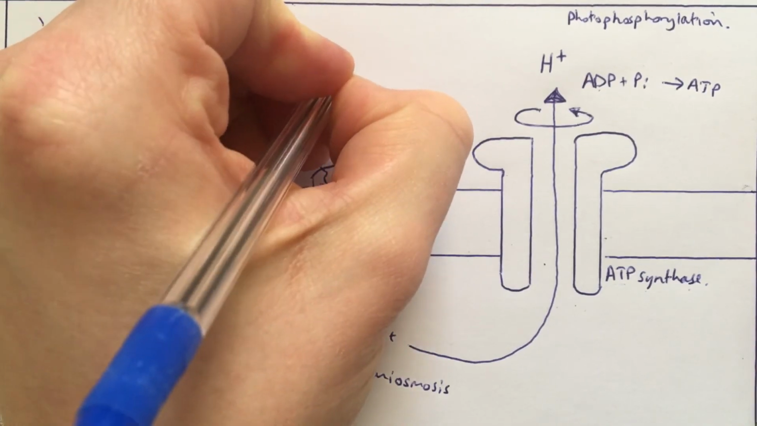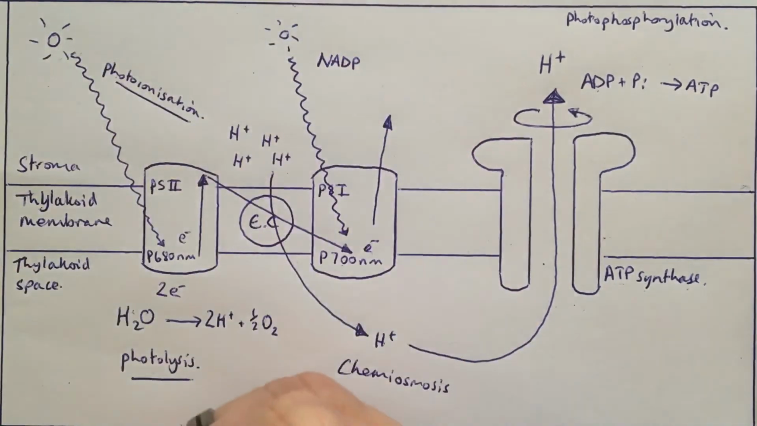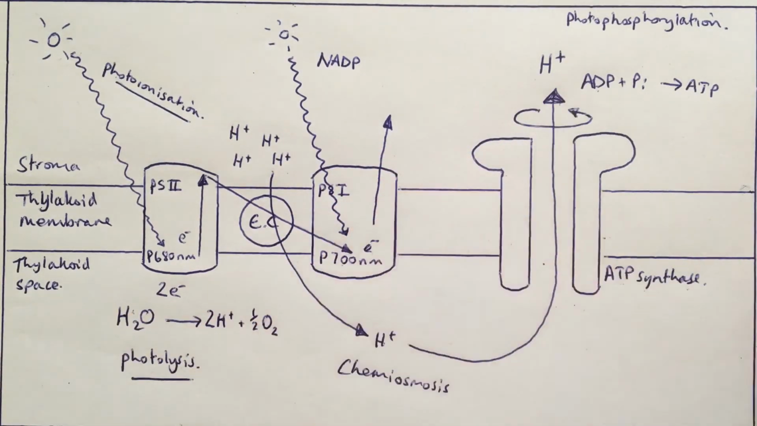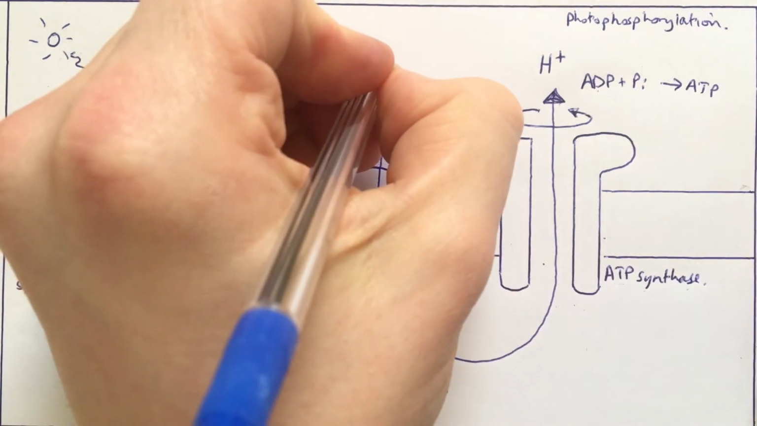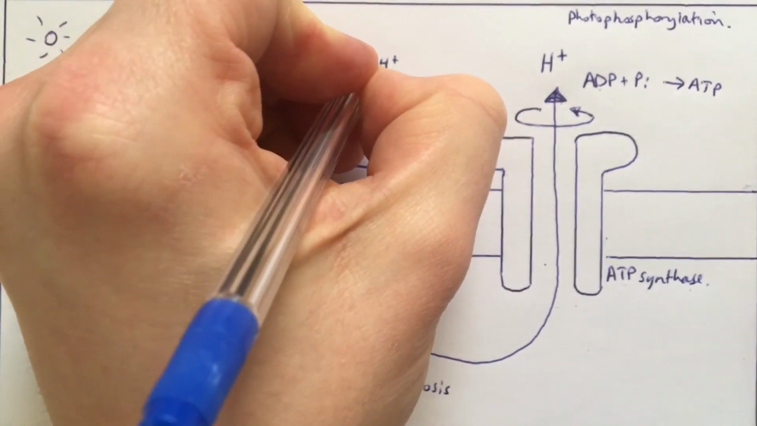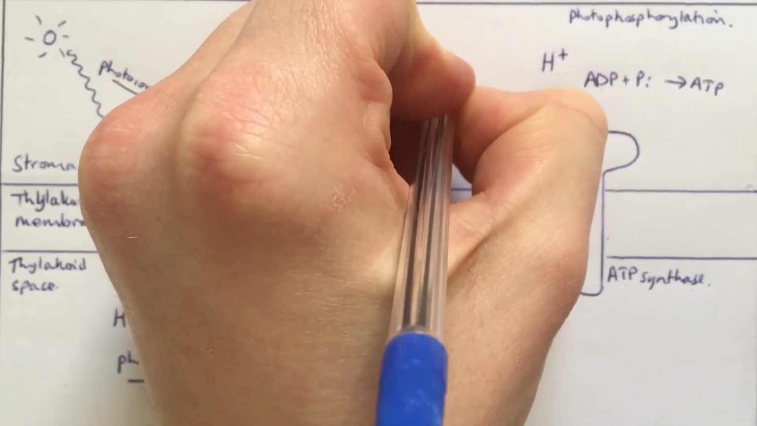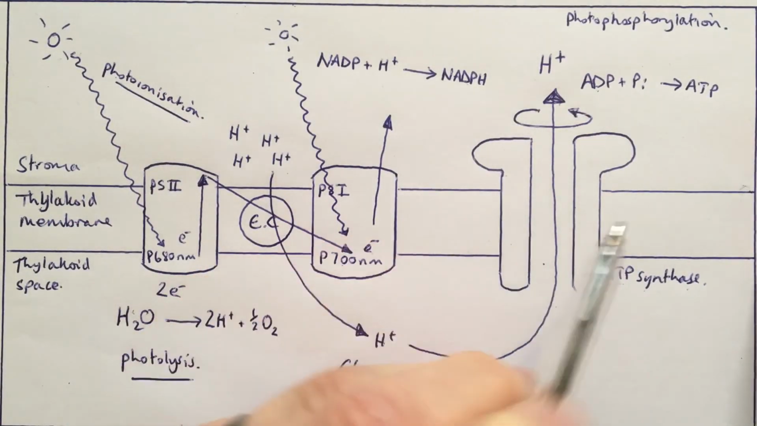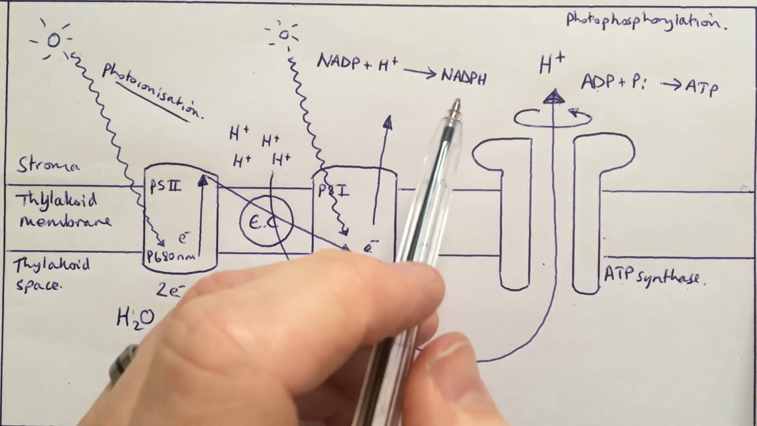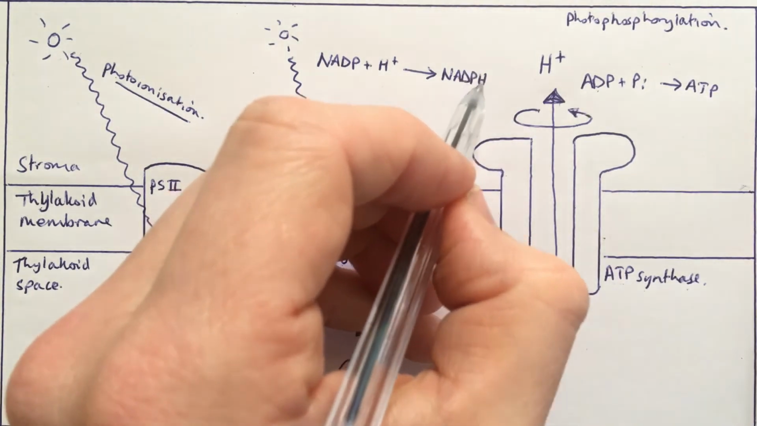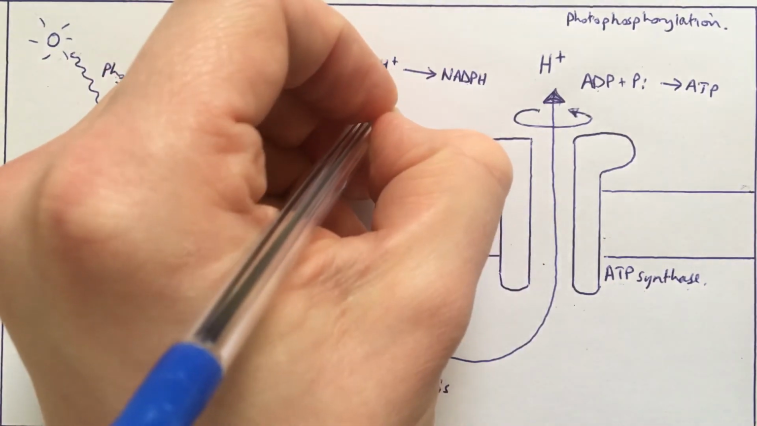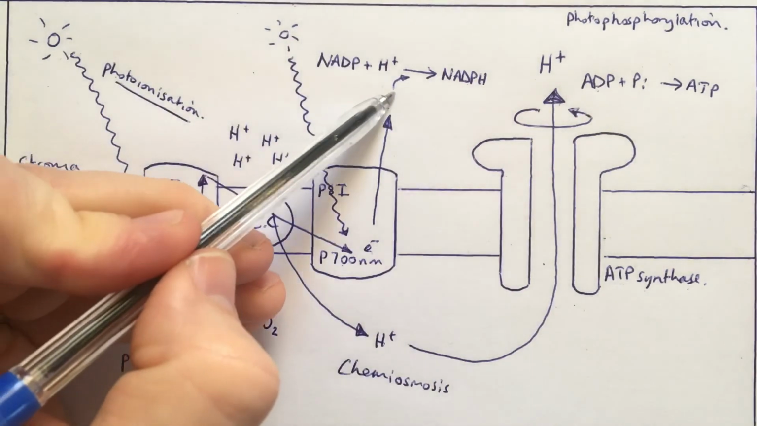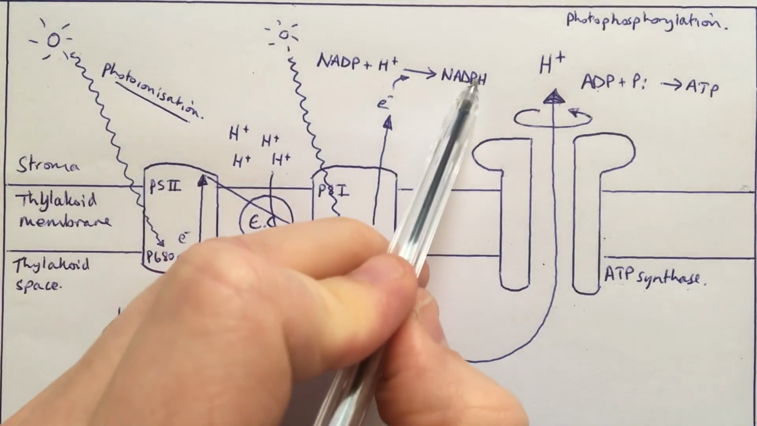We have a molecule called NADP, and that is going to join with the H+ that's come out through the ATP synthase. So we're going to join those two together, and that is going to form NADPH, or reduced NADP. You can either write reduced NADP, or we can write NADPH. Now this electron is also going to join that reaction, because if we add an electron to a proton, we make a hydrogen atom.